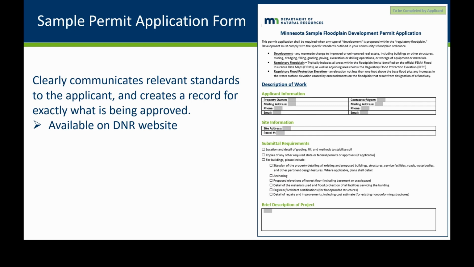Oh, okay. Thanks, SEAL. Like I mentioned, as part of this process, we also developed a sample permit application form.